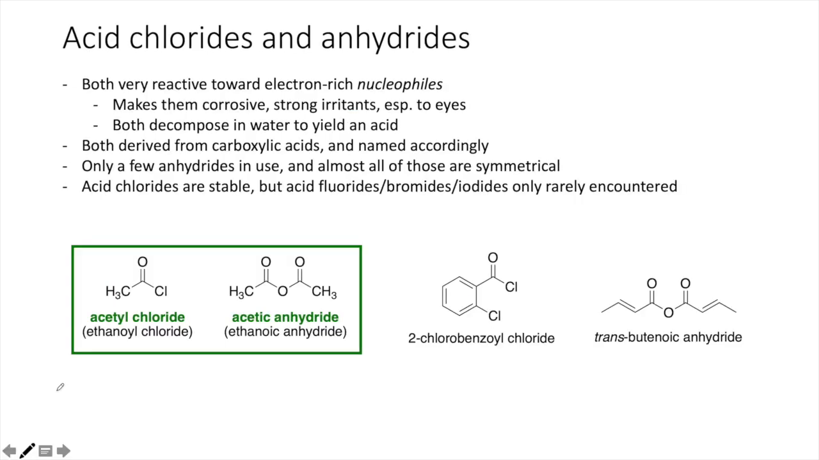Okay, acid chlorides and anhydrides. These are going to be generally very good electrophiles, very reactive against nucleophiles, and so they're going to be corrosive. They're going to irritate your eyes because your eyes have nucleophiles in them. They're going to irritate the skin, everything like that, and they're going to usually decompose in water to yield an acid. So don't breathe them in if you can avoid it. Again, they're both derived from carboxylic acids. The two that we will see a lot and come into contact with are acetyl chloride and acetic anhydride.